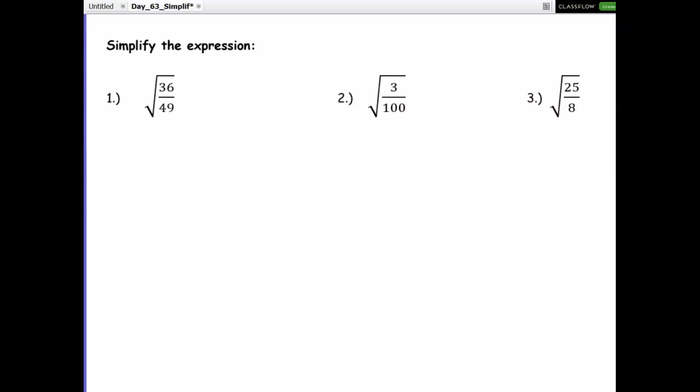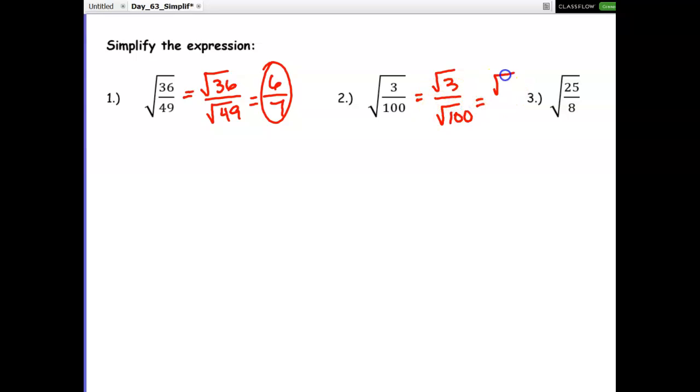Okay, let's try some examples. All right, so the first one we end up with 36 and 49. Square root of 36 is 6. Square root of 49 is 7. There's our answer. Number 2, the square root of 3 over the square root of 100. We'd end up with the square root of 3 over 10. There's our answer.